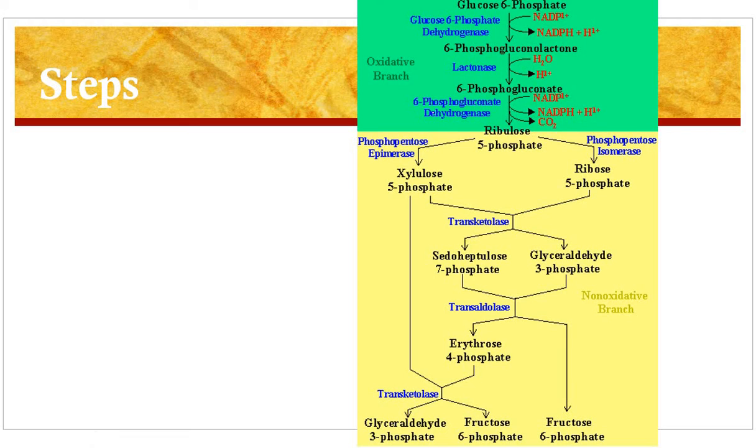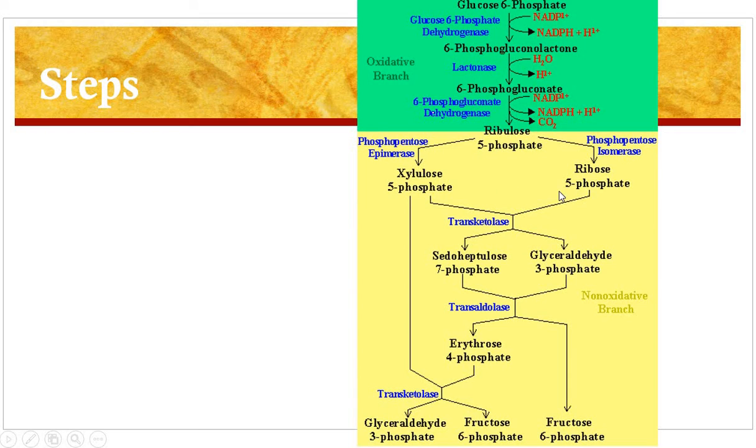Now coming to the non-oxidative phase. In the non-oxidative phase, this ribulose 5-phosphate is isomerized in the presence of phosphopentose isomerase to produce ribose 5-phosphate, and epimerized in the presence of phosphopentose epimerase to produce xylulose 5-phosphate. So both of these steps are step number 4.